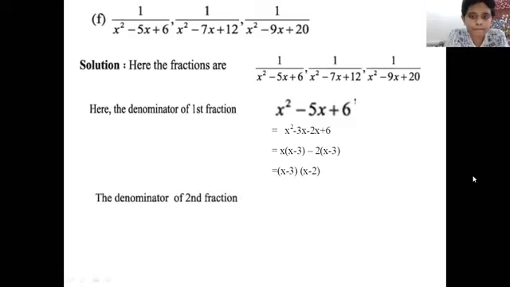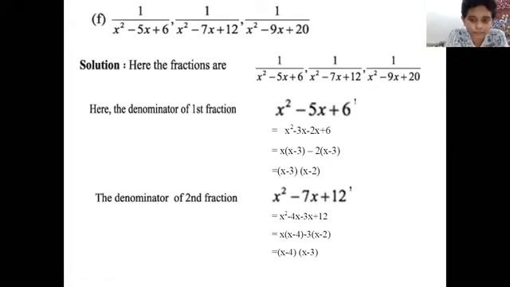The denominator of the second fraction is x square minus 7x plus 12. Again, we get x square minus 4x minus 3x plus 12, which is x into (x minus 4). Here x is common, and minus 3 into (x minus 4). Here 3 is common. Therefore, (x minus 4) into (x minus 3).